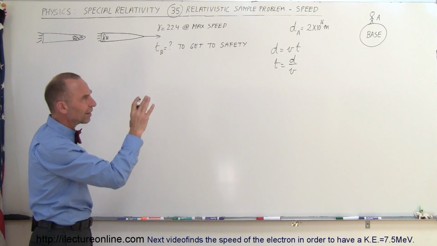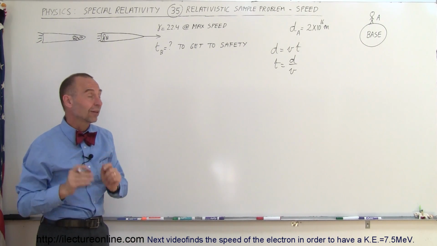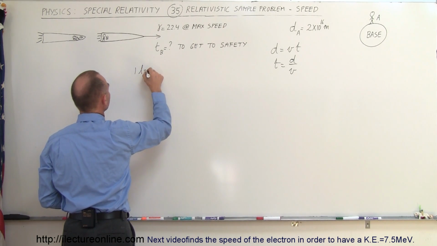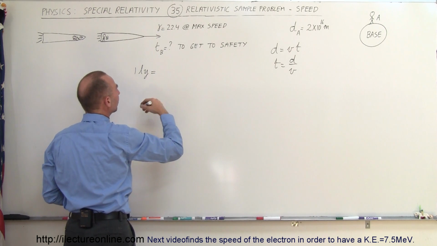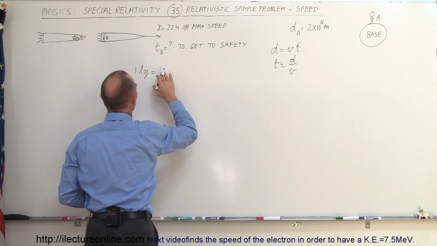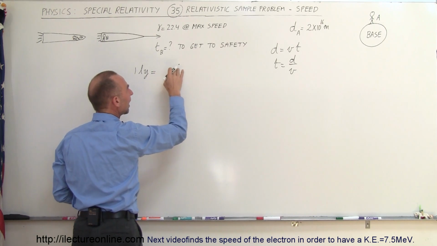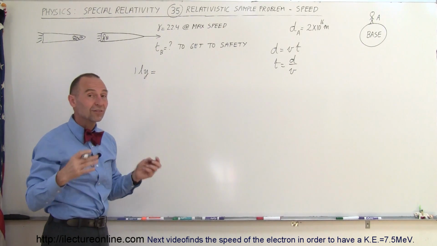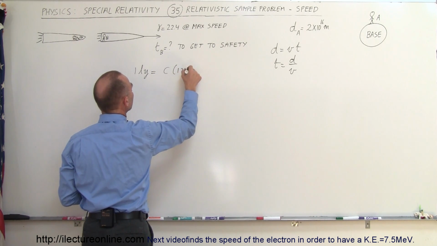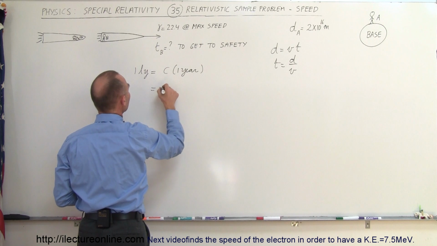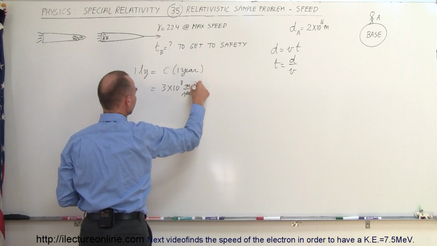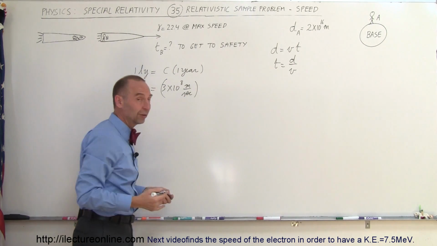Now, first of all, let's find out what d sub A is in terms of light years. Let's find out what 1 light year is equal to. 1 light year, that's the distance, and remember, distance is velocity times time. So 1 light year is the velocity of light times the time that light takes to travel for an entire year. That is equal to c times 1 year. And c is equal to 3 times 10 to the 8 meters per second.